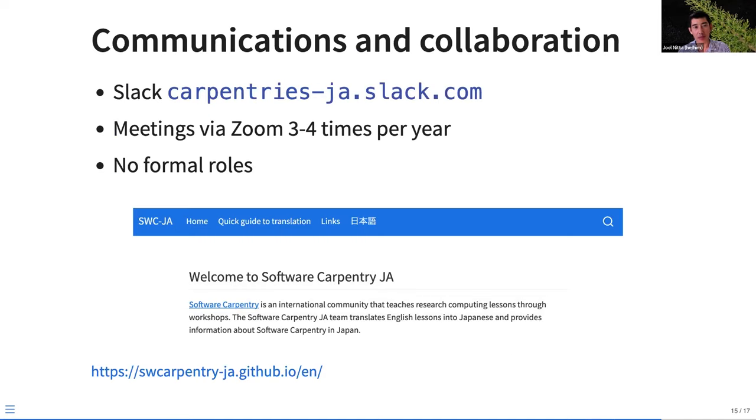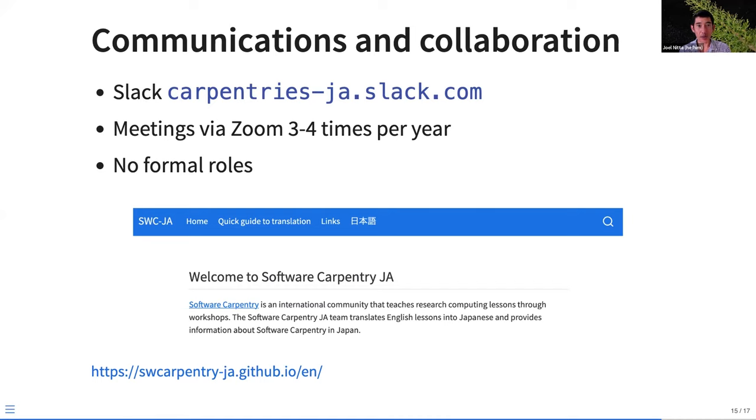For communications and collaboration, we mostly use Slack. Although I'm sure many of you may have heard that Slack is changing its policies and that the free workspaces are going to have limited access to content older than 90 days. Well, you can't see content older than 90 days starting September 1st. So we need to come up with a solution to that. And we haven't done so yet.